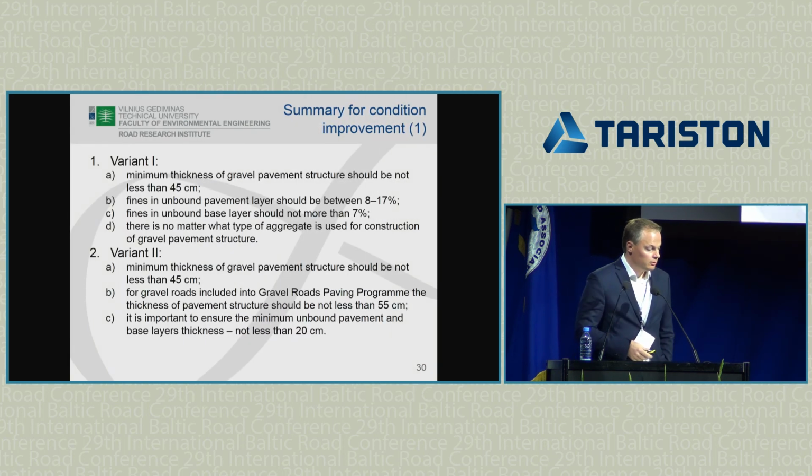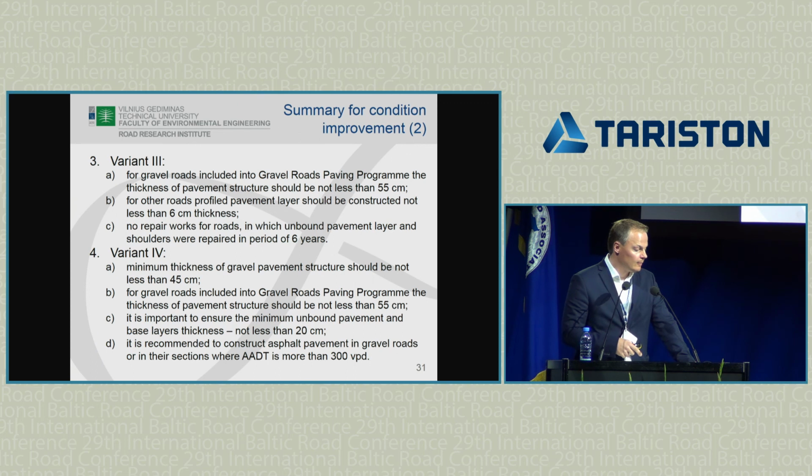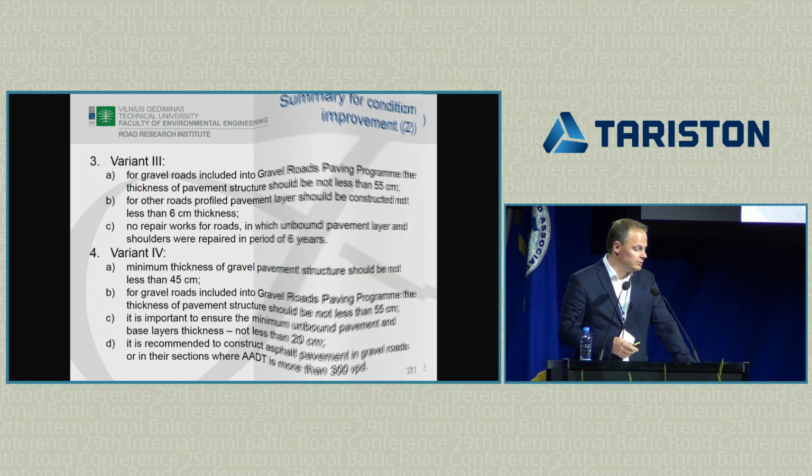So, summary of condition improvement. We presented 4 variants, and they include some decisions with keeping the same situation but adding some materials, also repaving, and all 4 variants were calculated for how much they will cost, and it was presented to the Lithuanian Road Administration, and according to these variants now we perform a paving program for gravel roads.